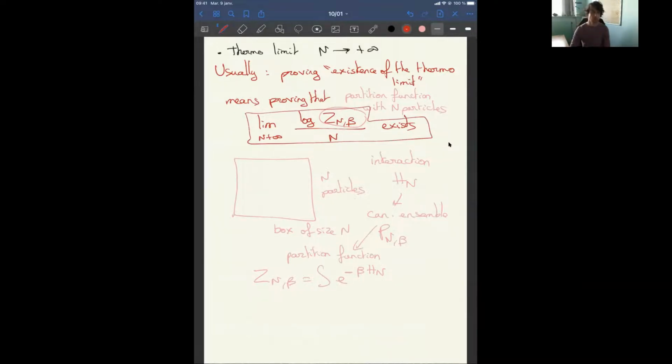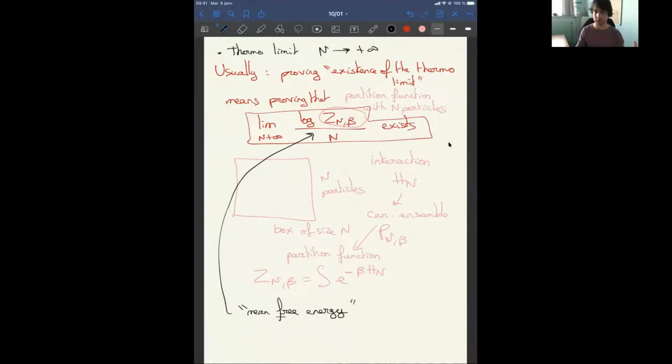So if you read papers and they say we prove existence of the thermodynamic limit, it means that they prove that this limit exists. And that is, in physical terms, the mean free energy. And you could ask, okay, well, how do we prove such a thing?